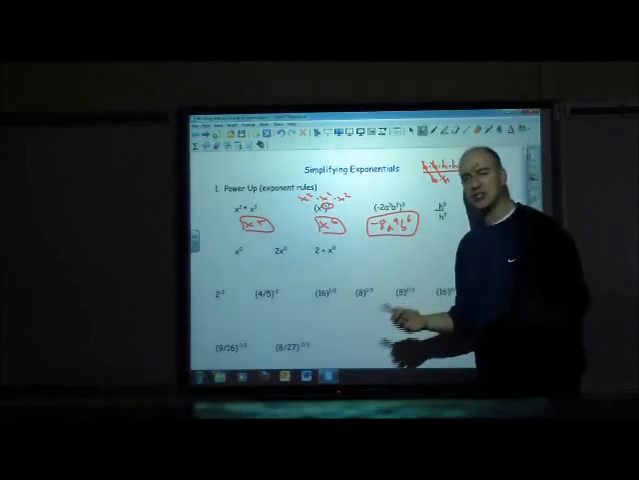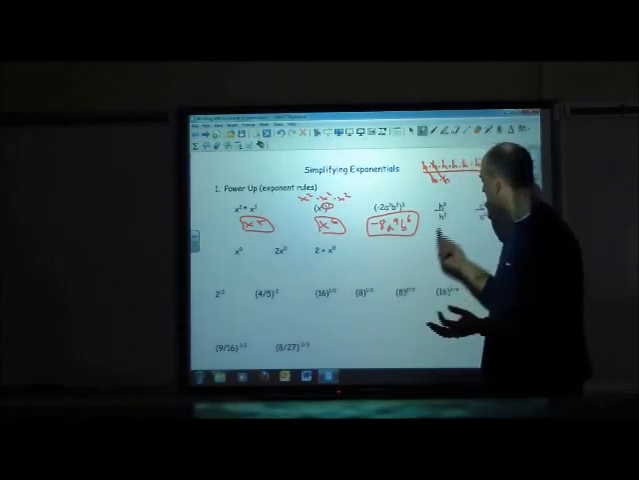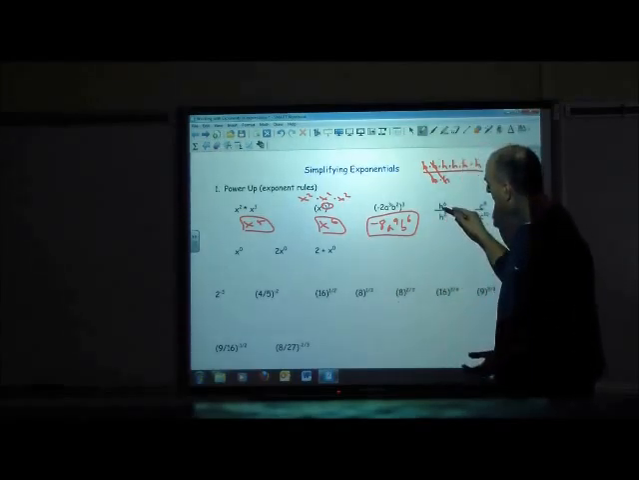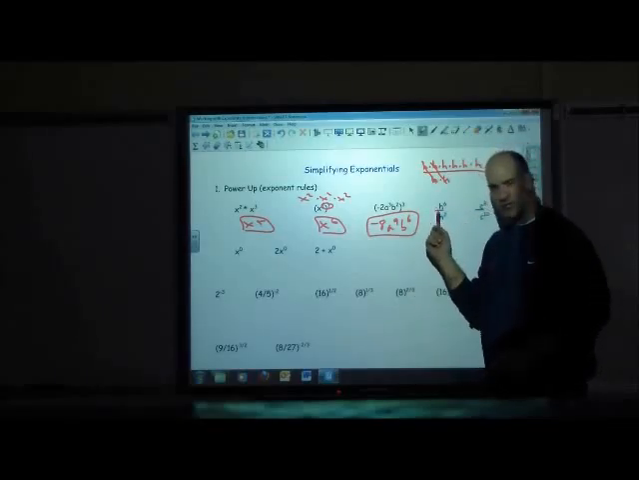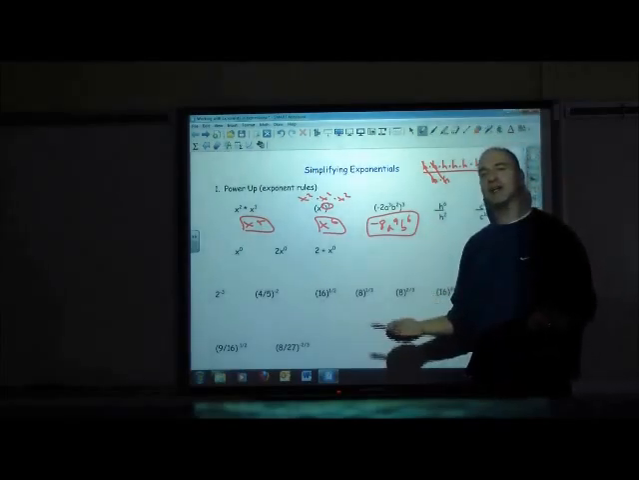So teachers teach just subtract the powers. I say just look at the powers. If you have a base on the top and a base on the bottom, it's a battle. It's a battle between multiplication and division. And I simply teach my kids who's going to win that battle and by how many factors.